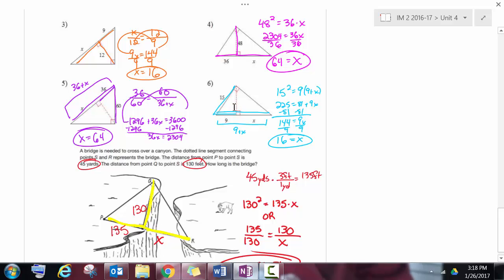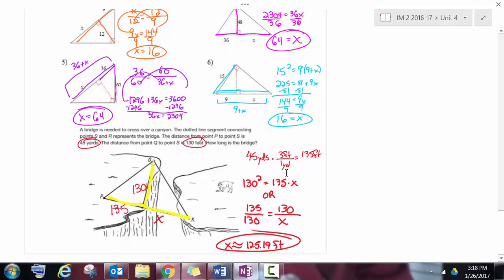Here, another formula, it's our leg squared equals part times the whole hypotenuse. So leg squared, 15 squared, equals the whole hypotenuse, 9 plus x, times the part, 9. So we distribute the 9, get 225 equals 81 plus 9x, subtract 81, you get 144 equals 9x, divide by 9, x equals 16.